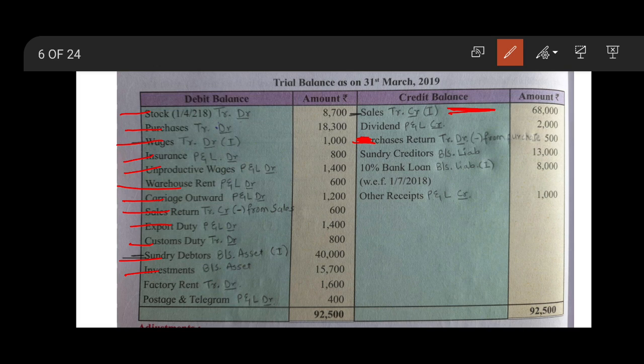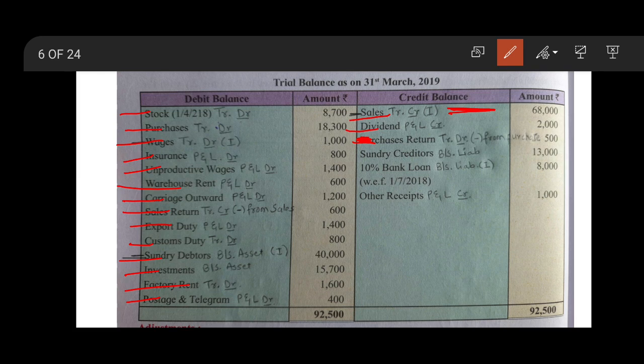Next is investment, balance sheet asset side, but we don't have a balance sheet here, we are not preparing it, so we will not transfer this investment. Factory rent, trading account, debit side. Postage and telegram, profit and loss account, debit side. Sales, trading account credit side in the inner column as we deducted sales return out of it. And again we will leave a line keeping the balance inside in the inner column only.